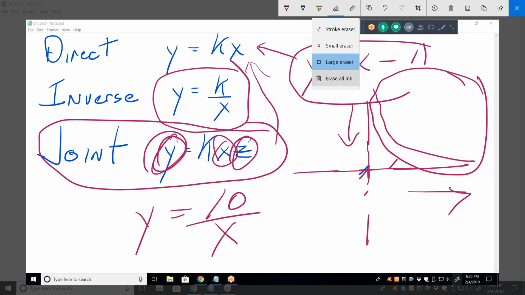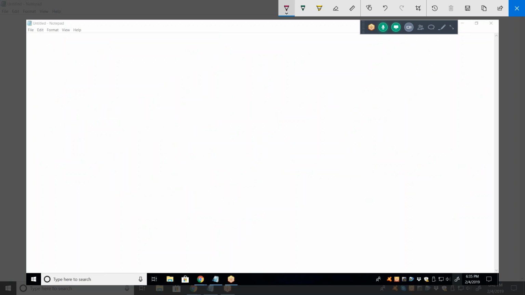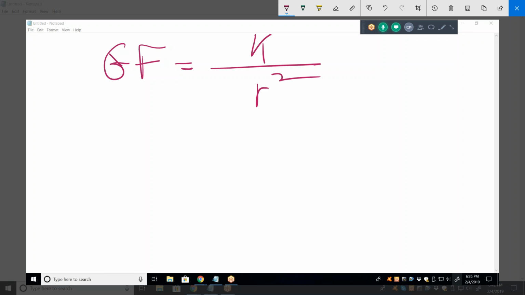You have any word problems? That's usually what they give you here. In other words, they'll give you a direct relationship. They'll say gravitational force is inversely related to the distance between the two objects. And that is true. Gravitational force is inversely, I should have said that, related to the distance between the two objects.